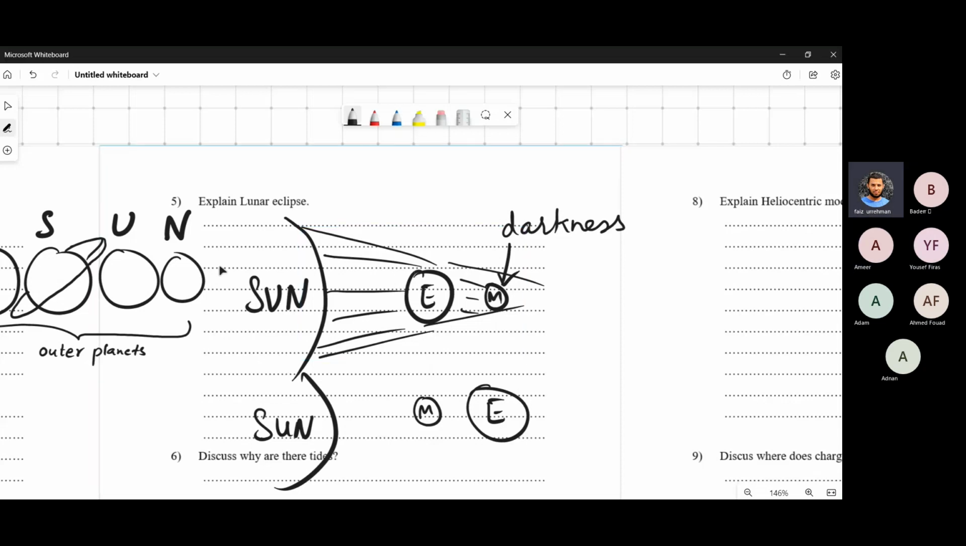Okay, so there are two possibilities, right? The sun is there, the Earth is in the middle, and the Moon is here. So when the light is going on, the Moon will be in darkness in the first case, right? This is case one. After a few days, what will happen? The Moon will start moving because the Moon is also rotating around the Earth. So after a few days, the Moon will come here, which will bring us to the second case, right?